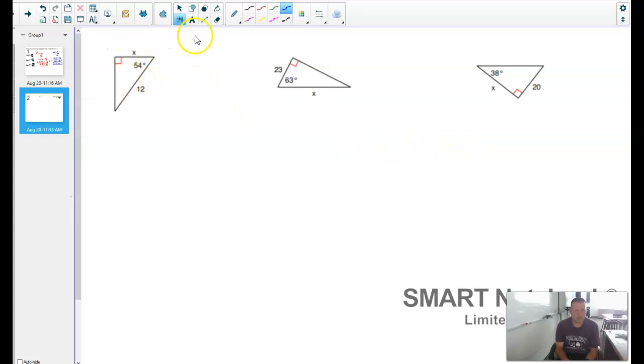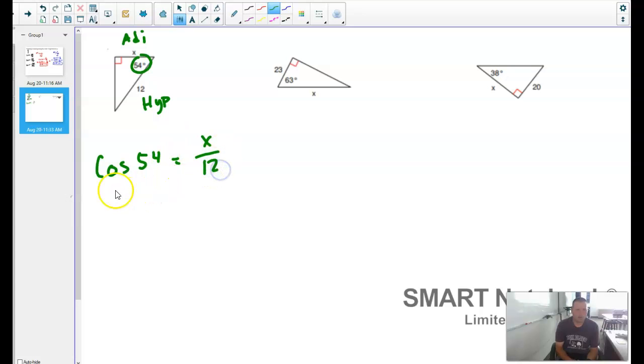So I've got this one again, identify my angle. There it is. I've got the hypotenuse, and that's the opposite, so this one has to be the adjacent. So again, I need to know what trig function uses adjacent and hypotenuse. That's cosine. Then I put my angle. I'm substituting here. I do adjacent, which is x over 12. Type in cosine of 54.